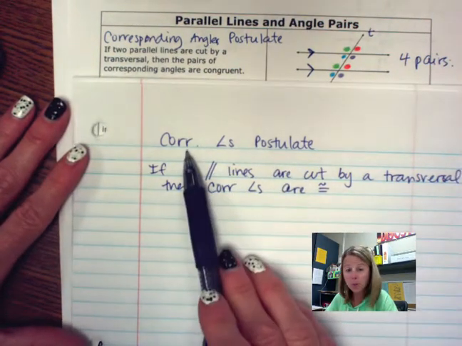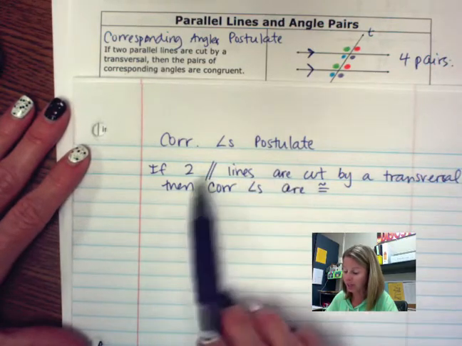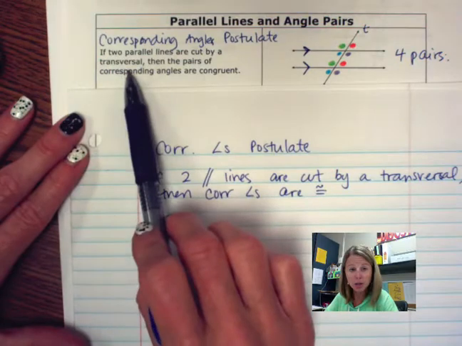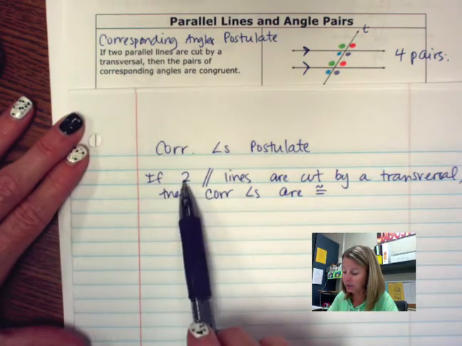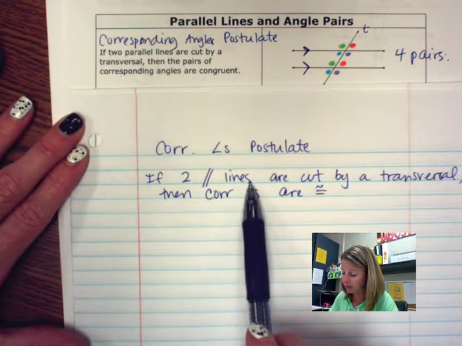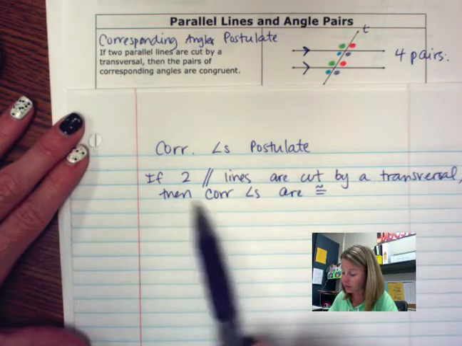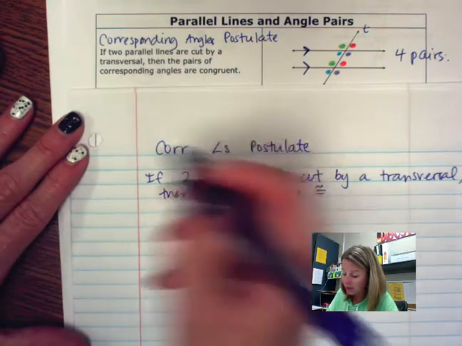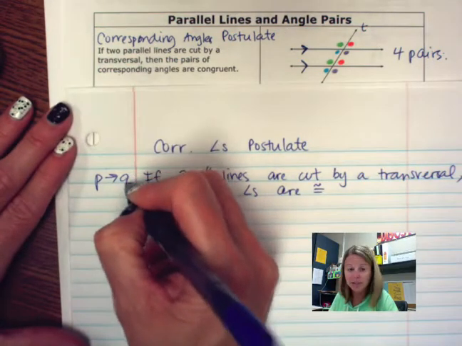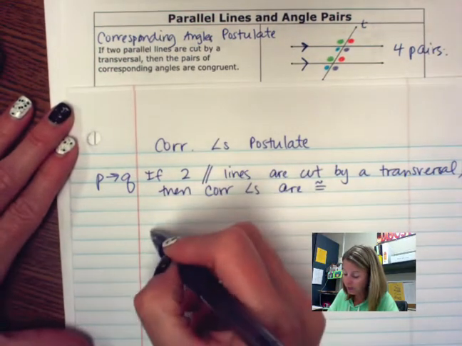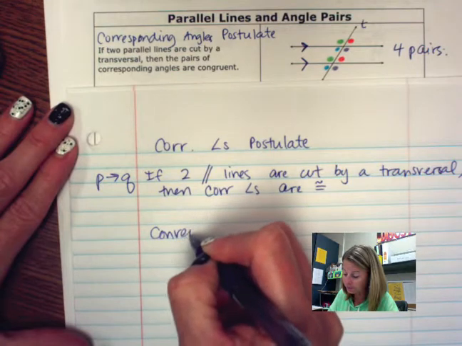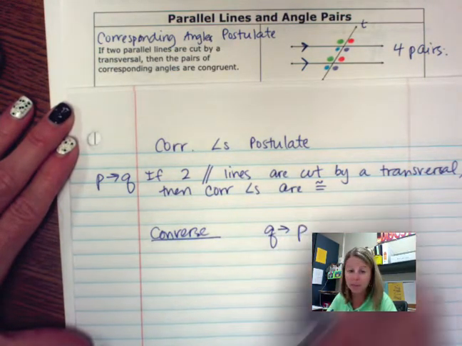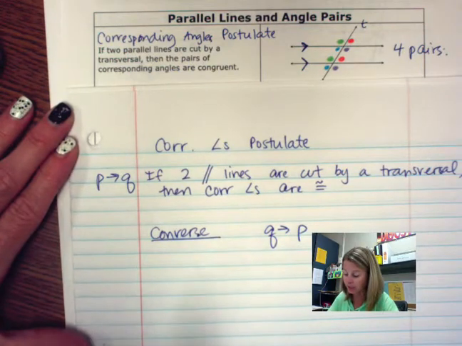I rewrote the corresponding angles postulate and abbreviated a little bit. The corresponding angles postulate from our notes basically says if two parallel lines are cut by a transversal, then the corresponding angles are congruent. That's what we've been studying. So that is my conditional, if P then Q. So I'm going to write the converse, if Q then P. So I can switch the hypothesis and conclusion.